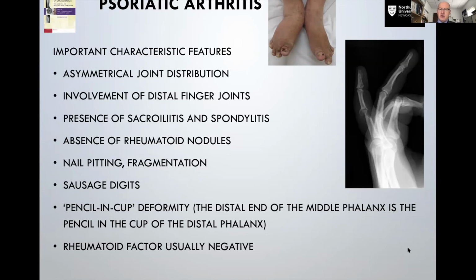The digits can sometimes become sausage-shaped. And classically, there is a pencil-in-cup radiographic deformity. The distal end of the middle phalanx is the pencil in the cup of the distal phalanx. Rheumatoid factor is usually negative.